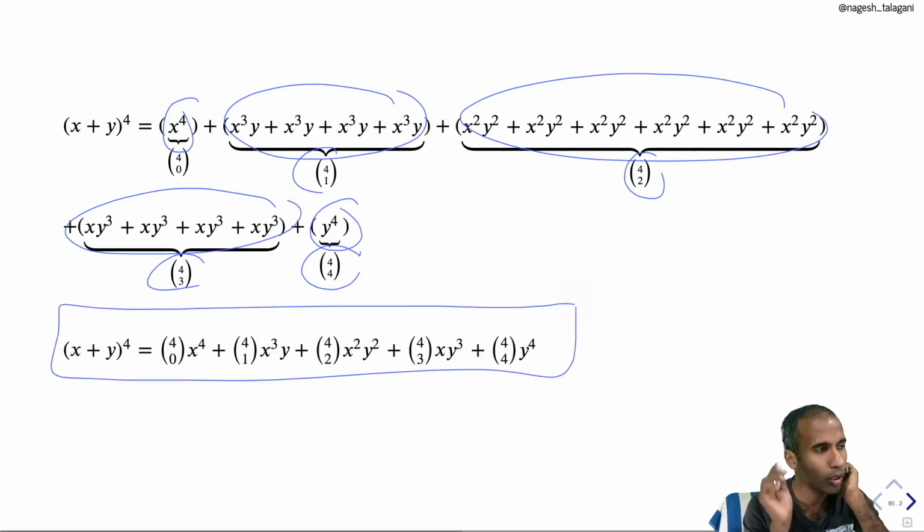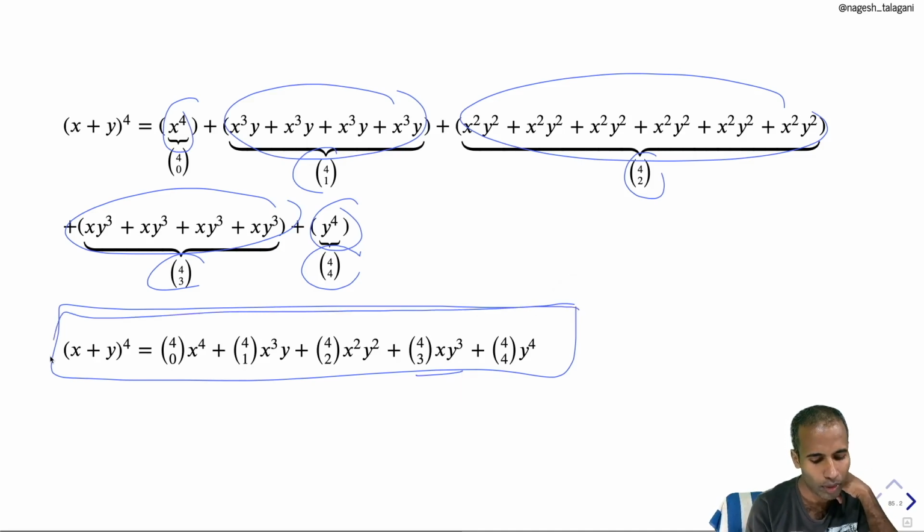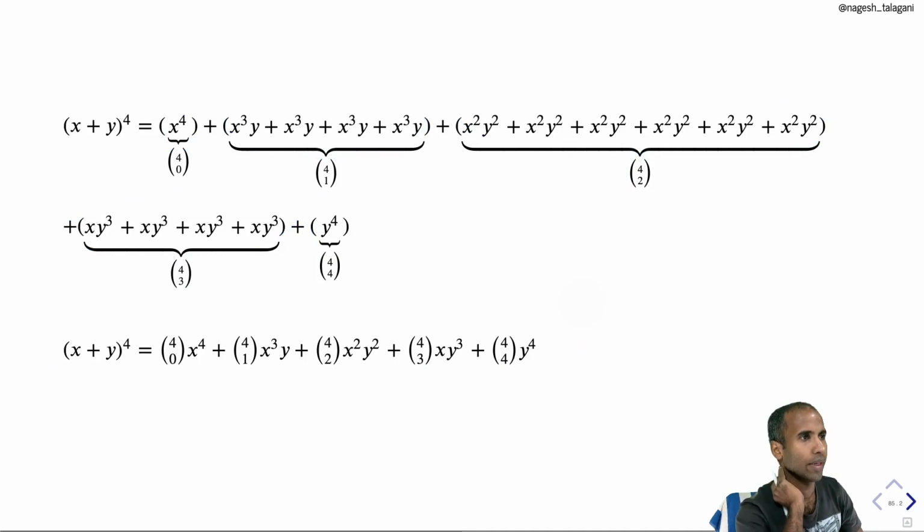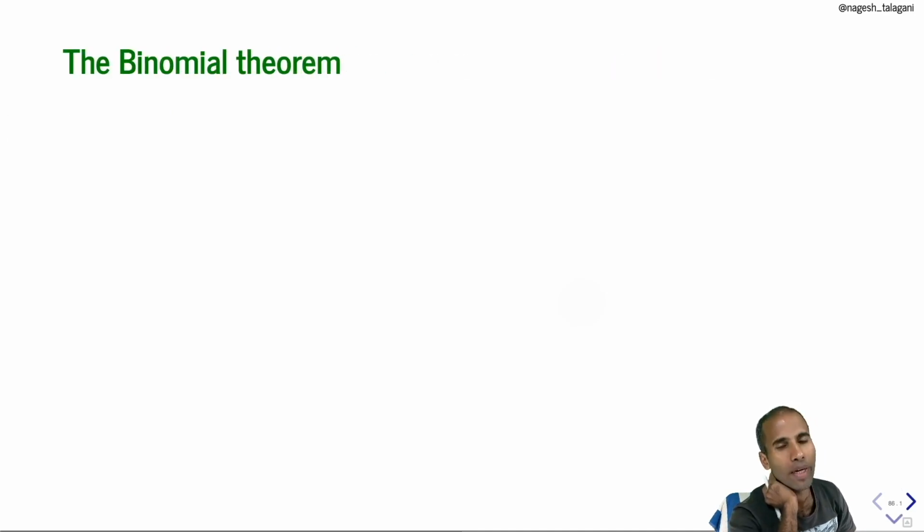So (x plus y) to the power of 4 is going to be 4 choose 0, x to the power of 4 plus 4 choose 1, x cube y plus 4 choose 2, x square y square plus 4 choose 3, x y cube plus 4 choose 4, y to the power of 4. This should be the expansion for (x plus y) to the power of 4. Now we need to generalize it. Okay, what if we take n in place of 4? Okay, we have something called the binomial theorem. Okay, next, binomial theorem.